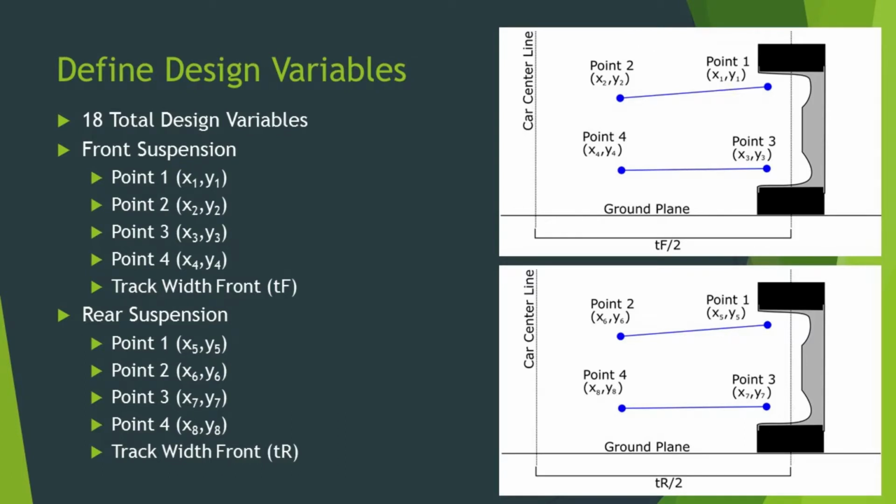So the list of design variables is given here on this slide. There are 18 total design variables, 4 points with X and Y coordinates for both the front and the rear suspension, as well as the track width for the front and the rear suspension, which is the distance between the two tires along the width of the car.